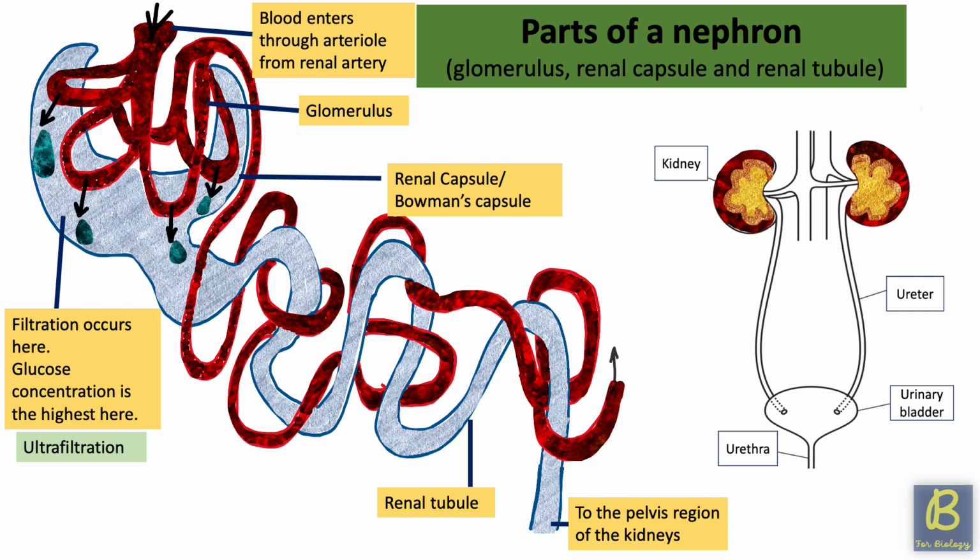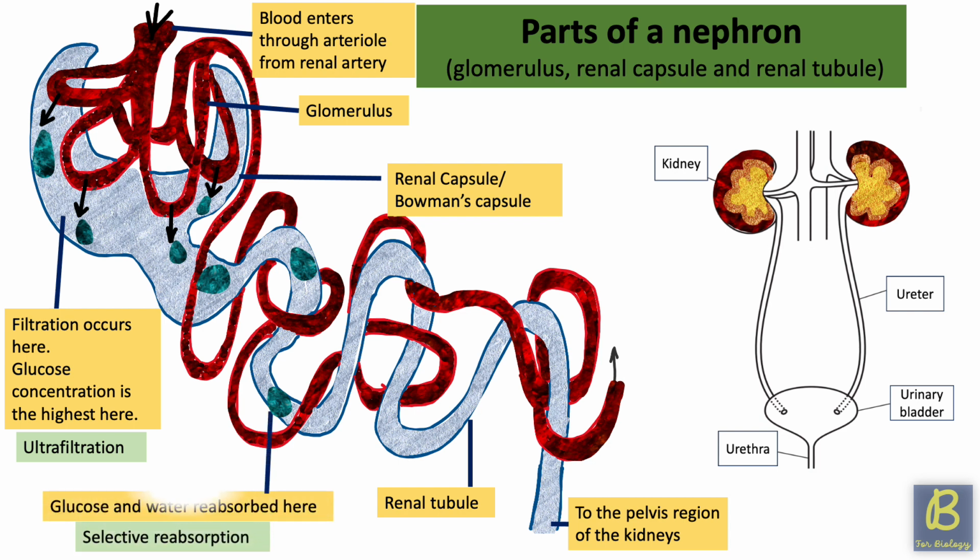This filtrate then moves along the tubule, and out of all the substances that are filtered out, some substances and water are reabsorbed in the tubular part of the nephron, and glucose is one such substance which is reabsorbed in this part of the tubule. The process of absorbing back the substances needed by the body is called selective reabsorption.